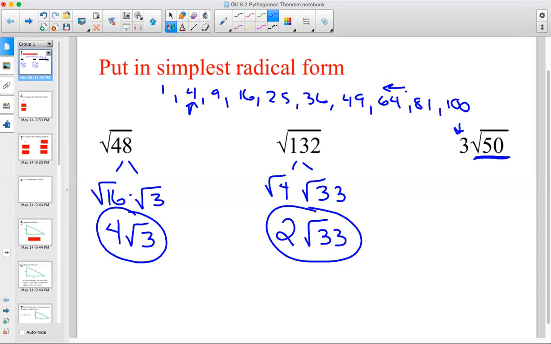Okay, so radical 50 is going to simplify to radical 25 times radical 2, because the biggest perfect square that goes in 50 is 25. The square root of 25 is 5. Now, what you have to be careful of is we have this number on the outside to start. I need to bring that back into the problem.